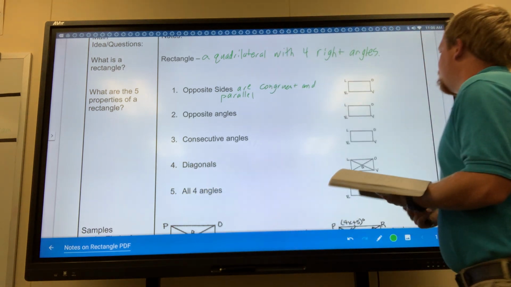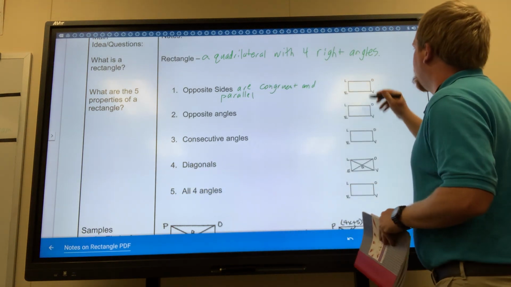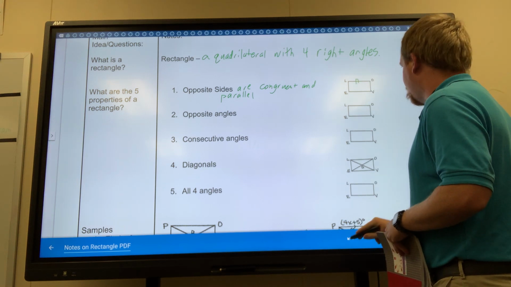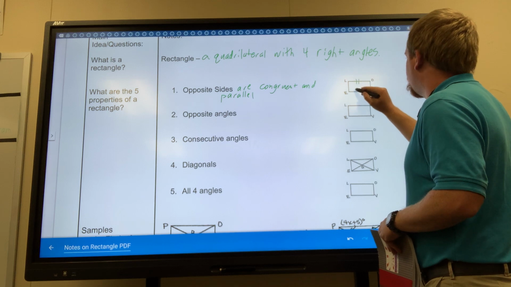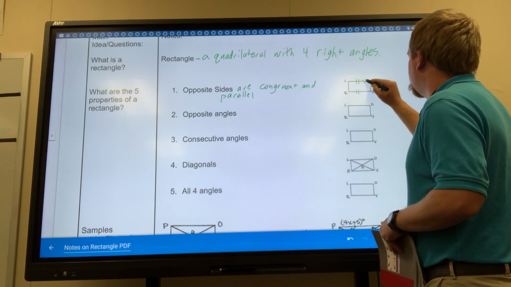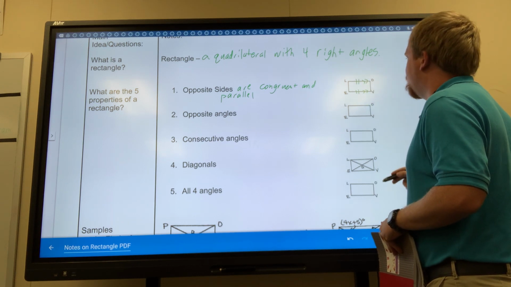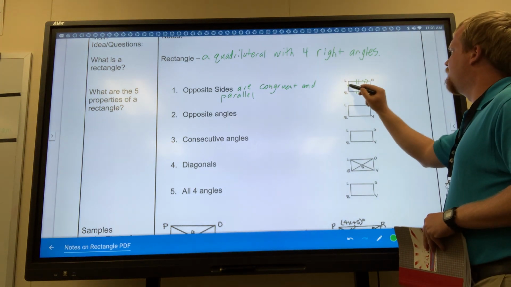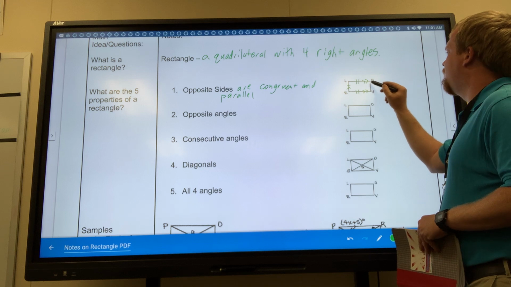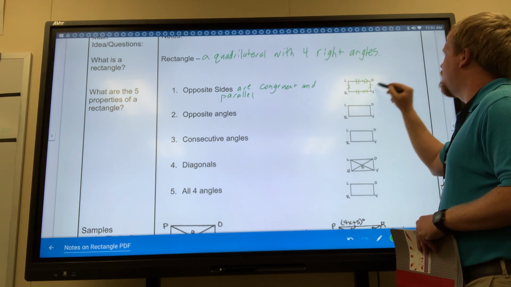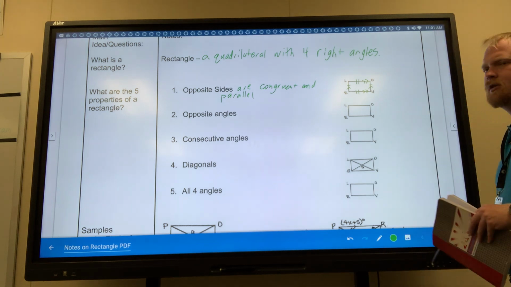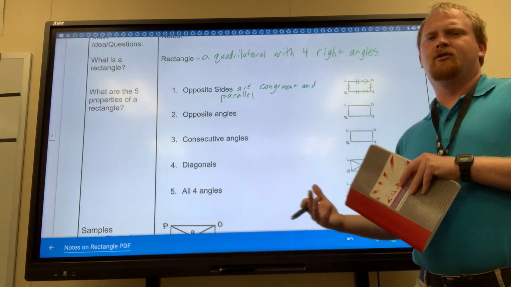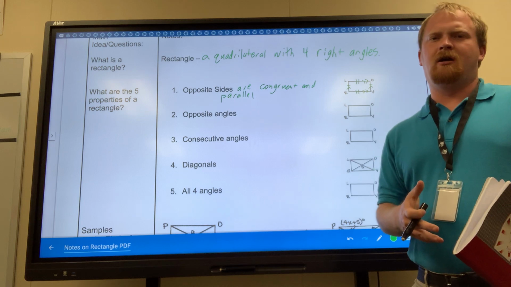So if I look at this rectangle right here, LO is not only congruent to EV, but it's also parallel. But we also know that LE is congruent and parallel to OV. So that's the biggest thing we've got to keep in mind, that not only are they congruent, but they're also parallel to each other.